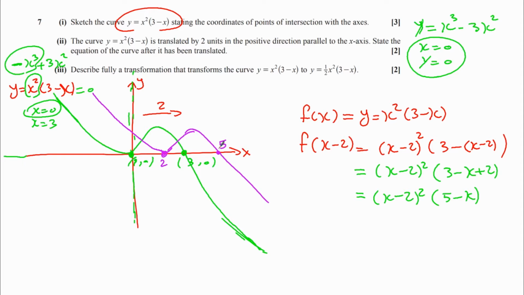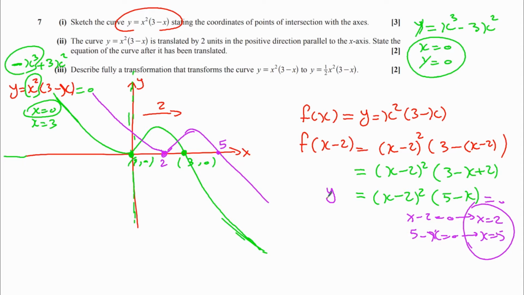So the intersection with x now is 2 and 5. If we solve this, if we make this equal to 0, what will we have? We will have x minus 2 equals 0, which is x equals 2, and we will have 5 minus x equals 0, which is x equals 5. So we get the same intersection, which is 2 and 5. So this is our y.